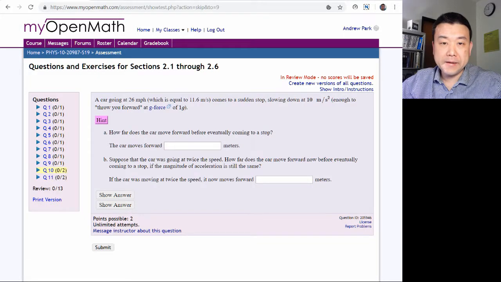Hi, this is the third and the last homework help video on constant acceleration motion. So this is the question we are looking at.